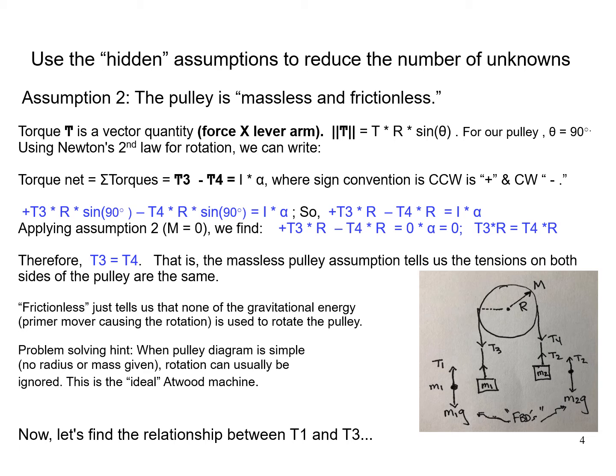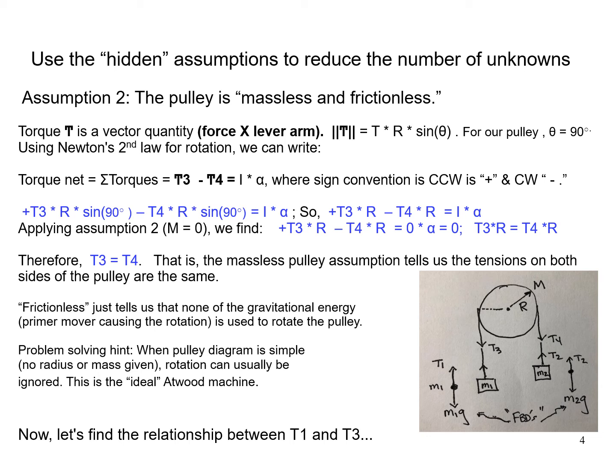Torque 3 is equal to T3, the tension 3, times the radius r, times sine of 90 degrees, which equals T3 times r. Torque 4 is equal to T4 times r times sine 90, which again equals T4 times r. Now, since I is equal to 0 for a massless pulley, we have T3 times r equals T4 times r. Canceling the r terms, we find that T3 equals T4.